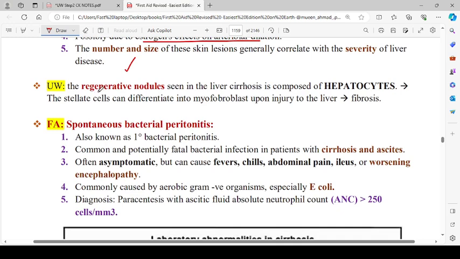The UWorld point is that the regenerative nodule seen in liver cirrhosis is composed of hepatocytes. The stellate cells can differentiate into myofibroblasts upon injury to the liver, which will result in fibrosis.